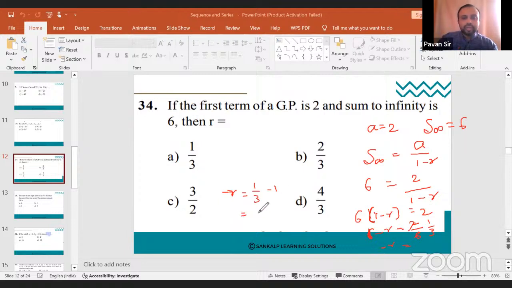So it is 2 by 3. 3 into 1 is 3, minus 2 by 3 is minus r. So minus on both sides got cancelled. Answer is 2 by 3. Option D is the correct answer.